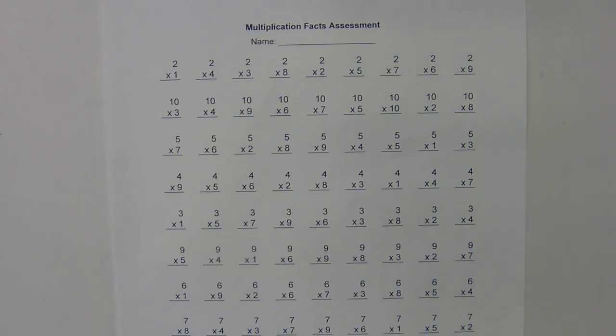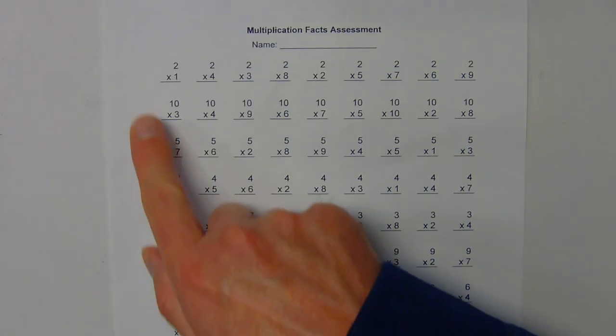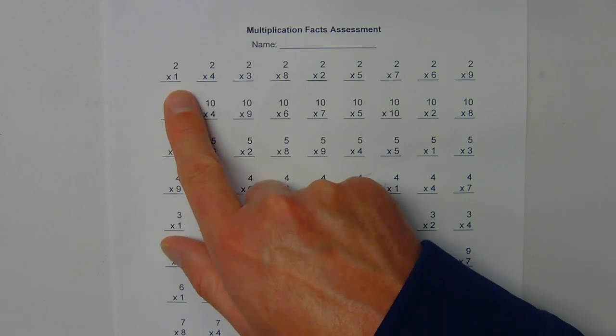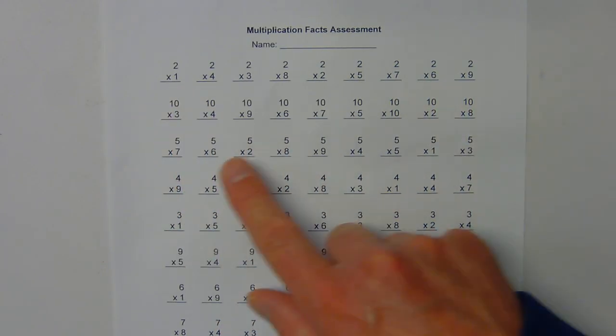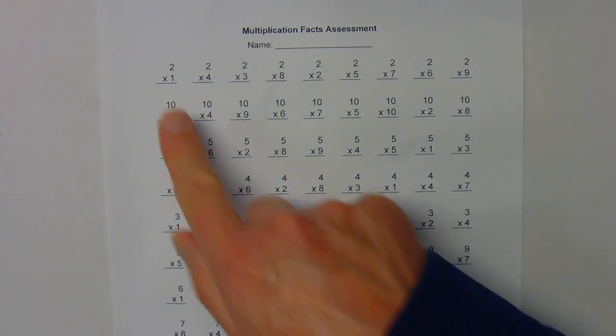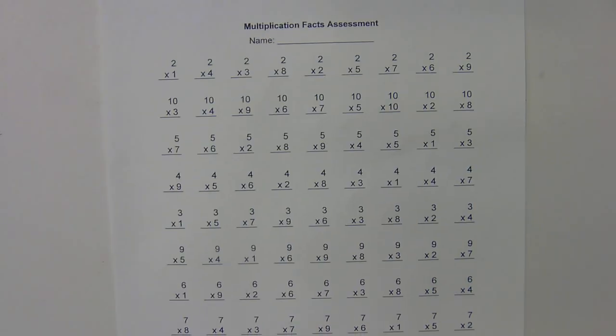So what I do is I give students this sheet of paper. And one thing to note as well, each row, each fact, has that individual fact family multiplied by 1 through 9, but it is in a randomized order. So it's not just times 1, times 2. You can see the 2's go 1, 4, 3, and then it's randomized throughout the assessment.